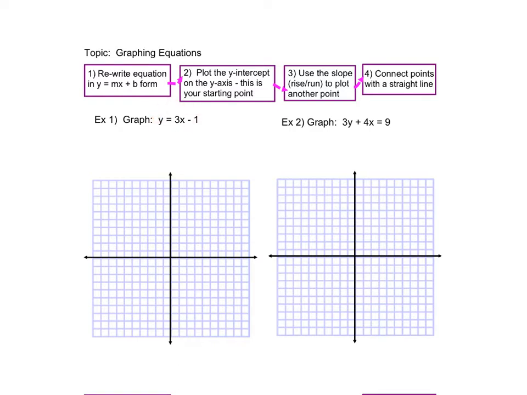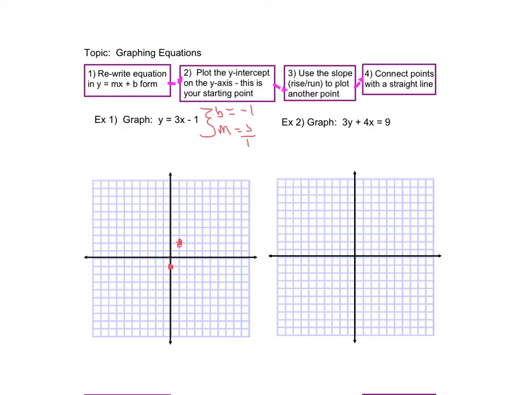Then I want to plot the y-intercept. Well, notice that my y-intercept is -1, so going down 1 on the y-axis. Then step 3 says I'm going to use my slope. Well, I can see my slope is 3, or 3 over 1, to plot another point. So from my y-intercept, from my starting point, I'm going to rise 3, 1, 2, 3, and run 1.